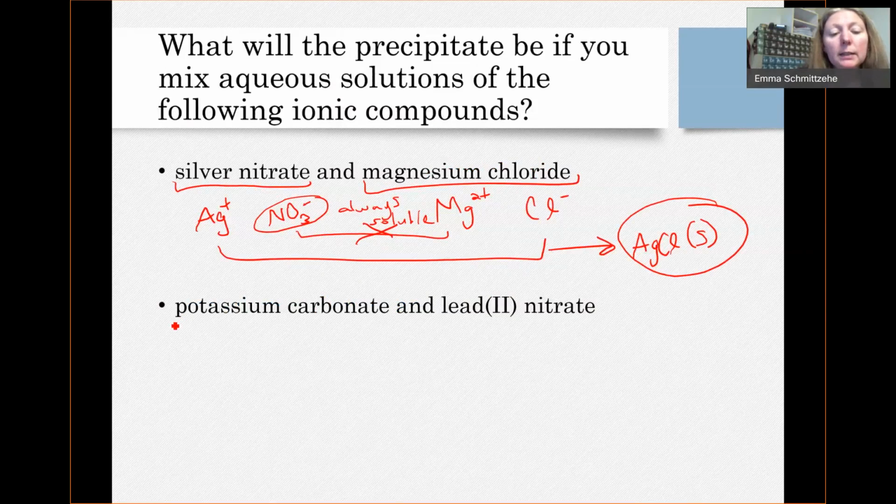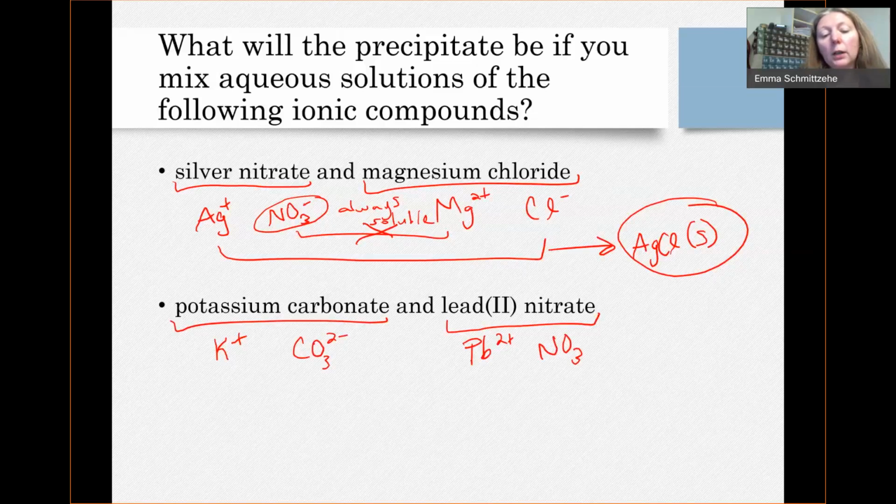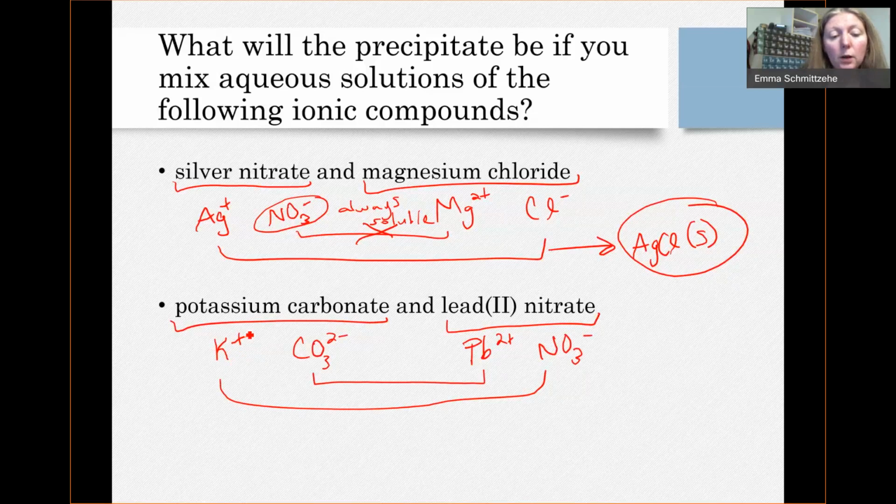And then this next one, we look at the ions. This gives you K+ and CO3 2-. And then the second one is made up of Pb2+ and NO3-. And so if we look at what could combine, so the K+ and NO3-, the Pb2+ and the CO3 2-. Well, if you have K+, that's a group 1. Okay, this is a group 1, meaning that's always soluble. Doesn't matter what it combines with, based on the solubility rules. So that one's soluble. So that's not our precipitate.